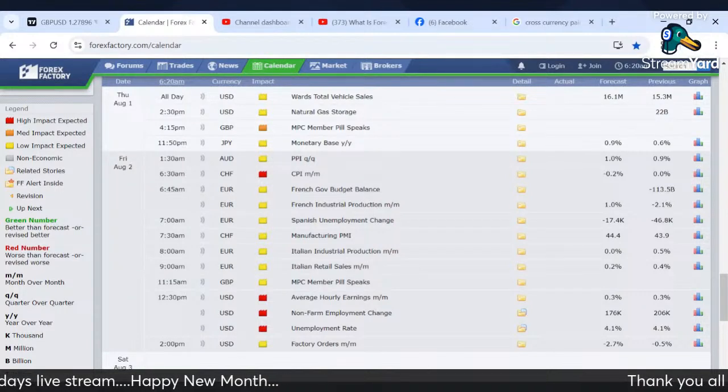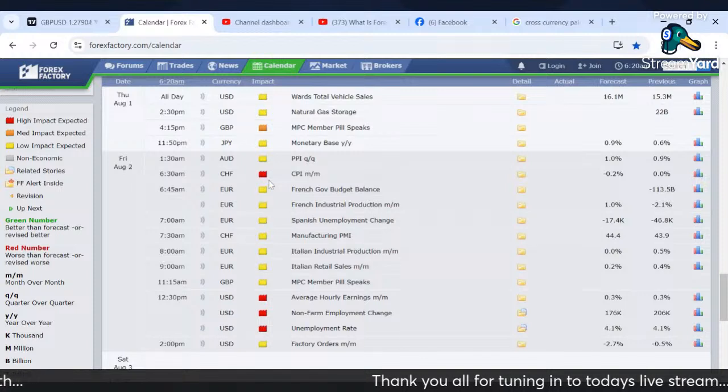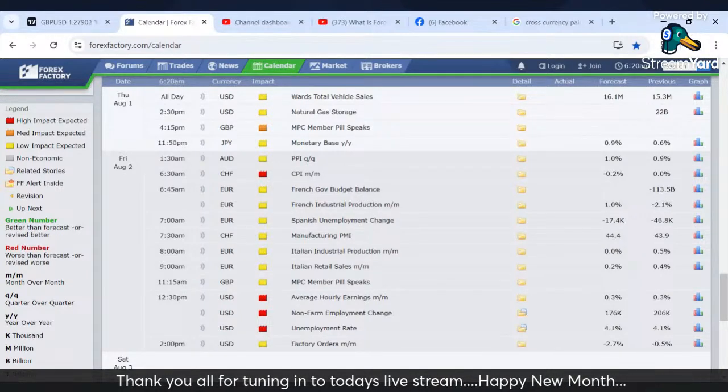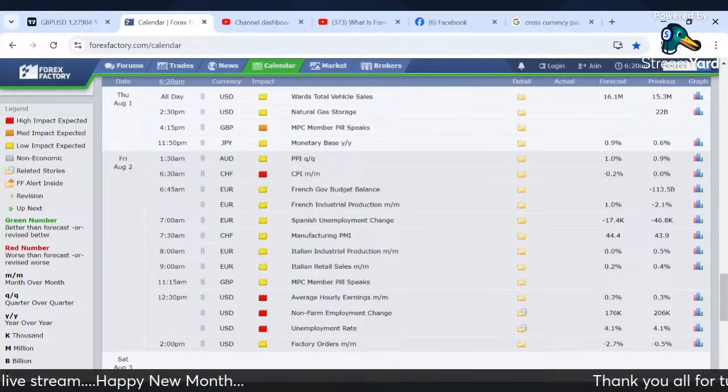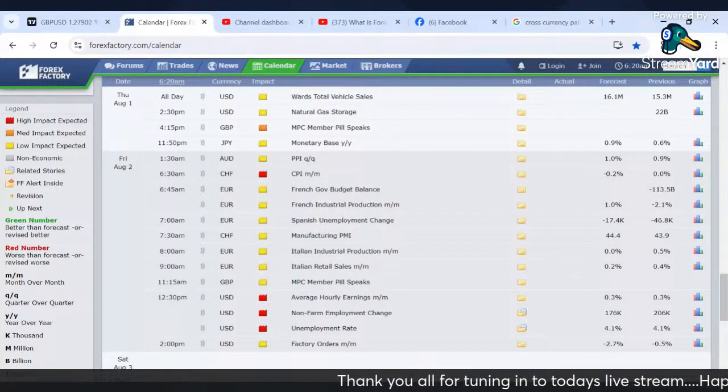So you have to be very careful, especially with the retail sales, the FOMC, the ADP, the employment claims, unemployment claims, the interest rates, the NFPs. You get it. Those news are very important. So anytime that you see them, if you are trading currencies, avoid them.